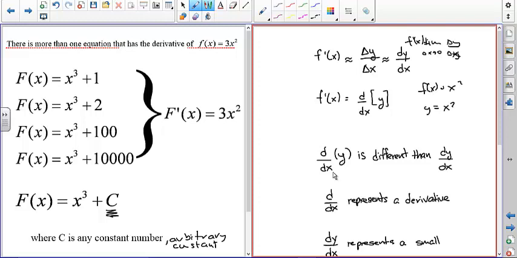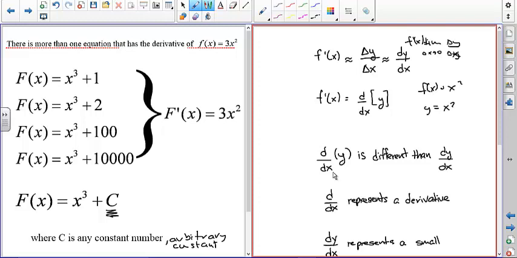Another way we can think about it is f prime is the derivative of this y equals f of x function. So if y equals x squared, then we can show it as d dx, and I've got it in brackets. The d dx is kind of a way of saying I'm taking the derivative, and then in the brackets is what I'm taking the derivative of. So technically d dx of y is not exactly the same as the ratio of dy dx.